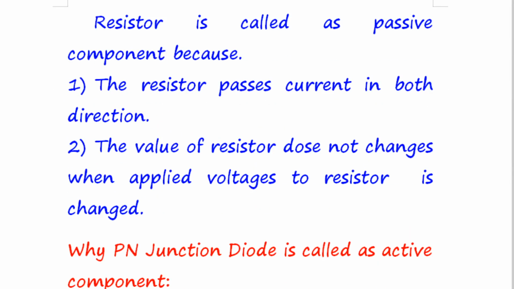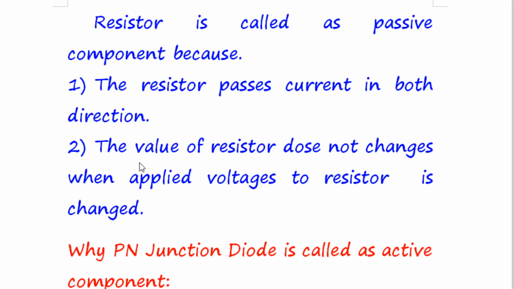So now let us see here. The resistor is called a passive component because, now here is the main thing. Why is a resistor called a passive component? Because number one, a resistor passes current in both directions. This is one fact which is very important. It does not object when the battery is changed, meaning when the polarity of the battery is changed. Second important parameter. That is why the resistor is called a passive component.